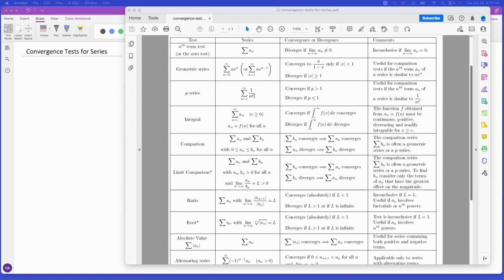So this would be like a power series. Now, the way this one's written is kind of funky, and I've seen this written a couple different ways, but it's written like what's in front of you. If p is greater than 1, then this converges. If p is less than or equal to 1, then this diverges. And we'll work an example of both the geometric and the p-series. I'll have to do some of these others in another video, but they all work the same way.